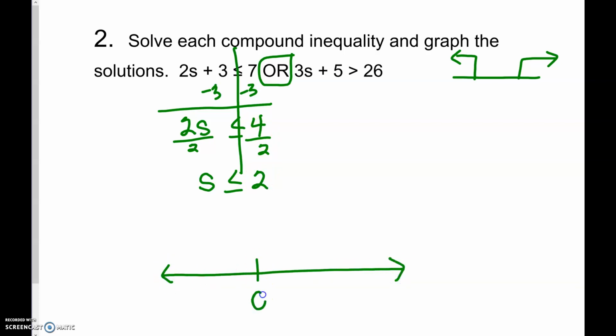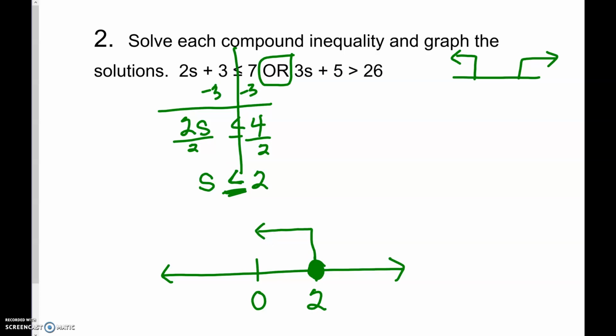I have the number 0. Then I put 2 because that's the solution I just got. And this says less than or equal to with that line underneath. We know that we are going to have this colored in or shaded. And now if we read this, it says any number less than. So less than 2 is going to go this way.